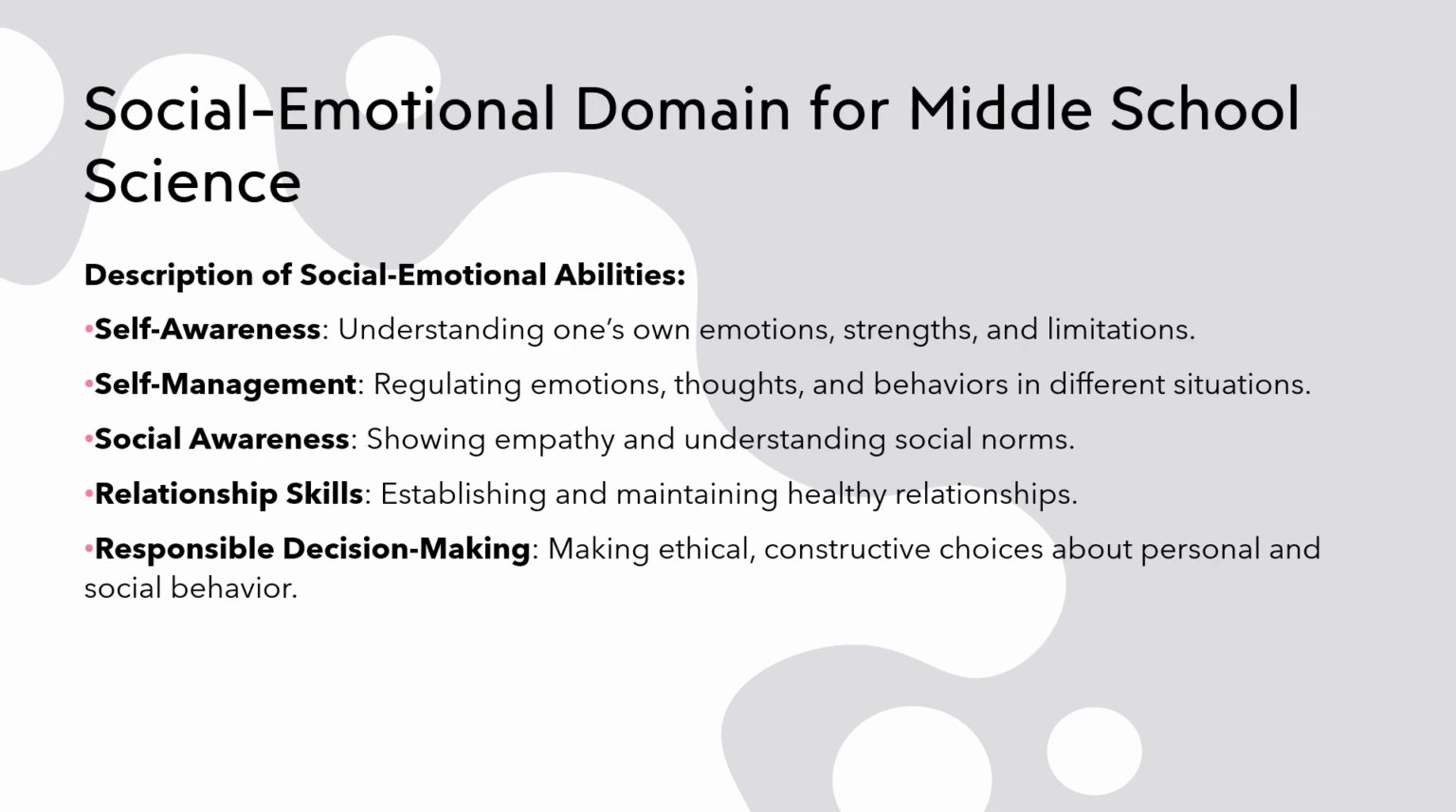Next, we have the social emotional domain for middle school science. So the description of social emotional abilities would be self-awareness, understanding one's own emotions, strengths, and limitations. Then we have self-management, so regulation of emotions, thoughts, and behaviors in different situations. Then we have social awareness, which is showing empathy and understanding social norms. Then we have relationship skills, so establishing and maintaining those healthy relationships that they so adore. And then we will have responsible decision making, so making ethical, constructive choices about personal and social behavior.